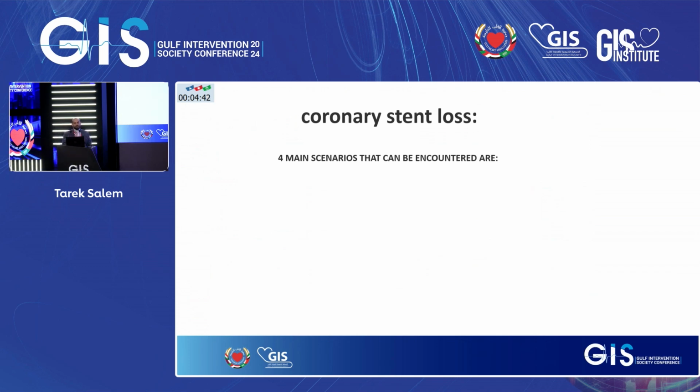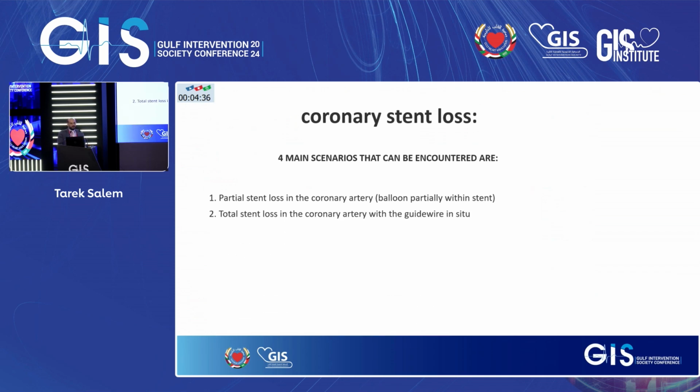There are 4 main types of that: a partial stent loss in the coronary artery, a total stent loss in the coronary artery with a guide wire in situ, a total stent and guide wire loss in the coronary artery, and obviously coronary stent loss in the aorta or peripheral circulation.